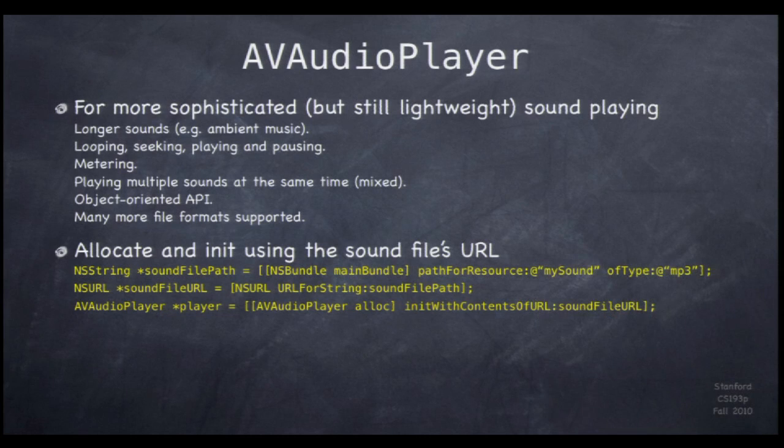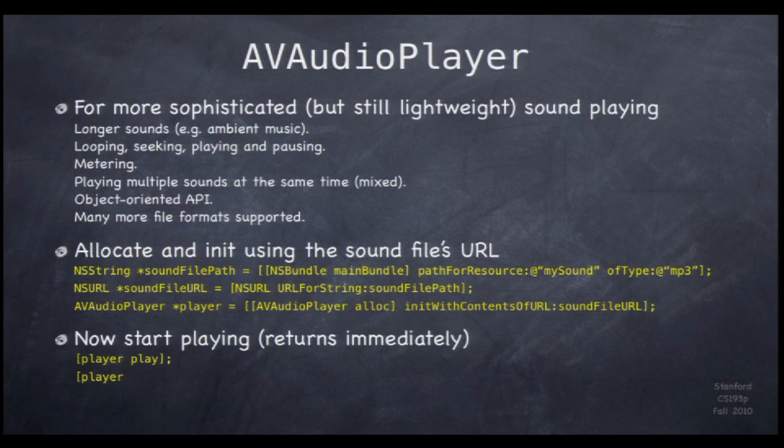So how do we use it? Okay, you allocate and init it using the URL of the sound file. So same thing, I'm using the exact same path for resource here. This one happens to be an MP3, though, instead of a CAF file. I get the URL, and I just say AVAudioPlayer alloc, initWithContentsOfURL, this sound file URL. Okay, exactly what you would expect. And now you just play by sending play to it. All right, and you can pause by sending pause to it.